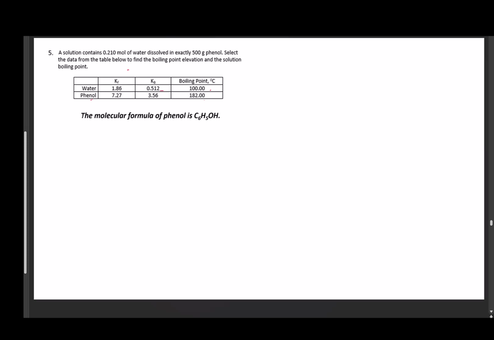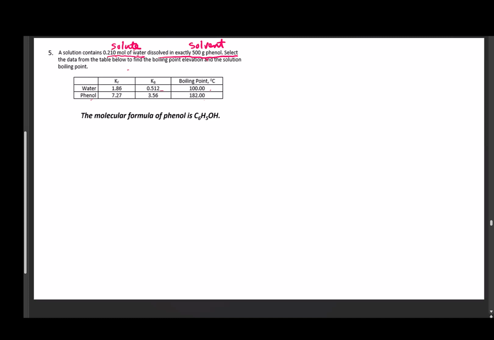All right, so then let's read the problem. It says 0.21 moles of water dissolved in 500 grams of phenol. So in this particular case, our solute is water and our solvent is phenol. This might be tricky because in most cases it's going to be the opposite. I'm going to use water as the solvent most of the time. In this particular case, it tells you water and phenol, a small amount of water and a large amount of phenol. So the solute here is the water and the solvent here is phenol.